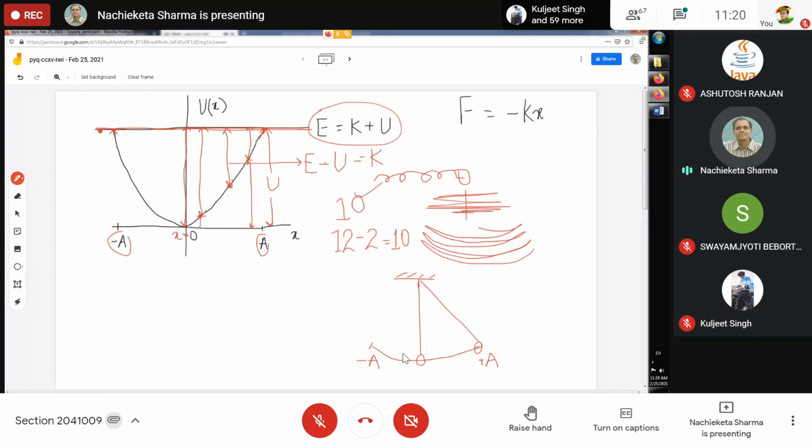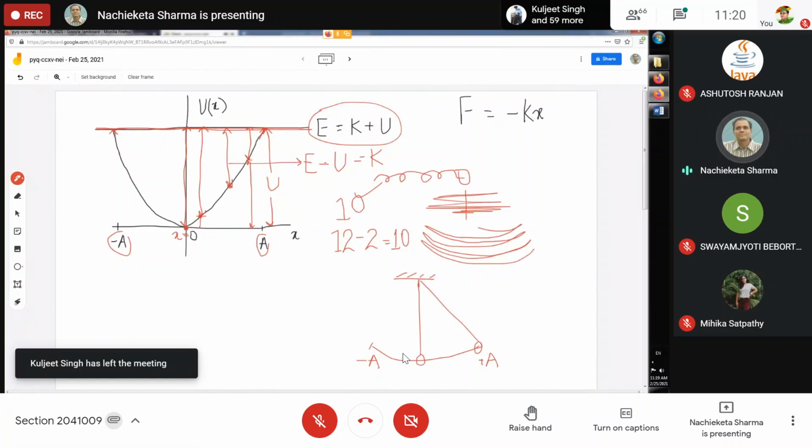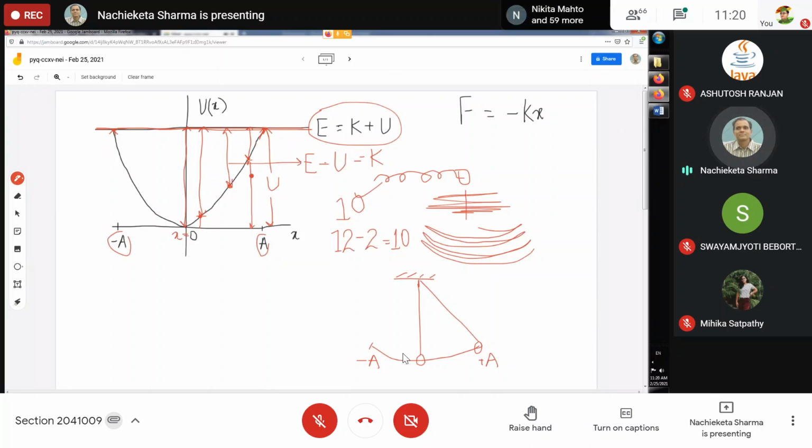Okay, so the speed v: as you have seen, at x equal to 0 you have the highest kinetic energy, so maximum speed. If I ask you a question, in the entire graph, where does the pendulum or the oscillating body have the maximum velocity, then you have to say at x equal to 0.